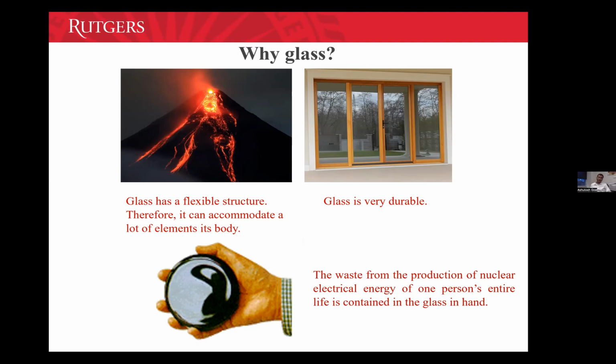And then all the waste that will be produced from nuclear energy for one person's entire life's electricity can be converted to glass and be contained in a glass of this size, basically in one hand. So you can shrink all the waste into glass and make a solid body out of it, which can be easily contained. Now your waste is not liquid, it's not corrosive, it's not flowing around anywhere. You have contained it, and it's in a durable matrix.